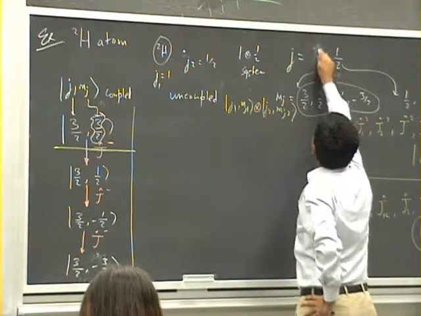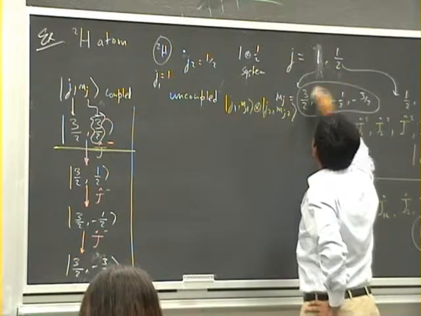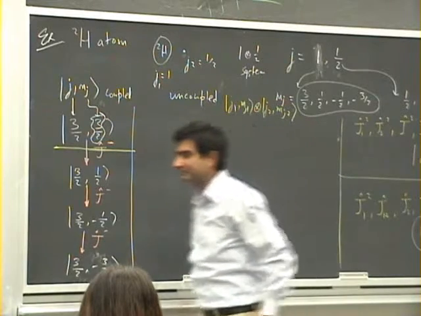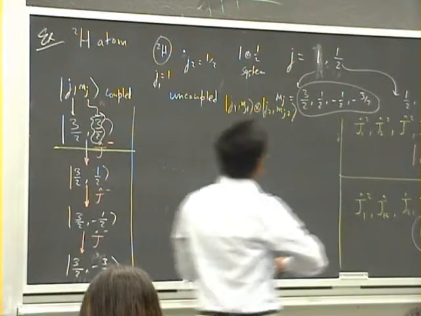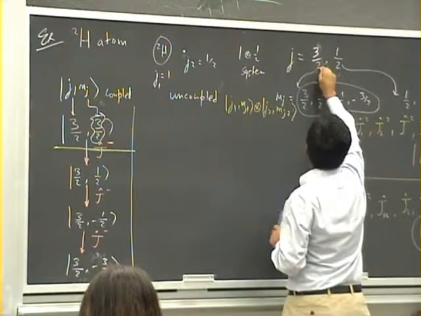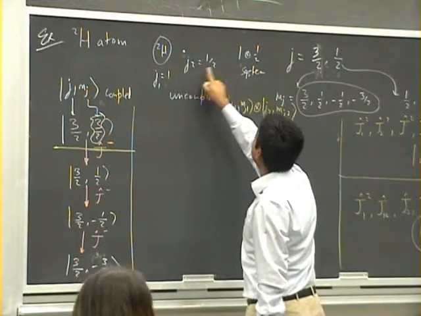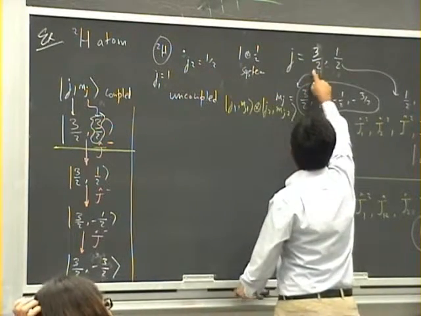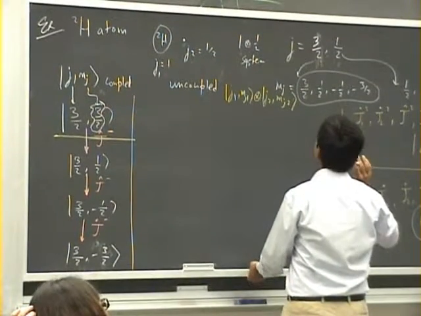The first is a spin 1 particle. The second is a spin half particle. But J is the summation of J values. I have spin 1, so J1 is 1, J2 is half. So possible values of J are 3 by 2 and 1 by 2. Okay, that's fine, that's fine.